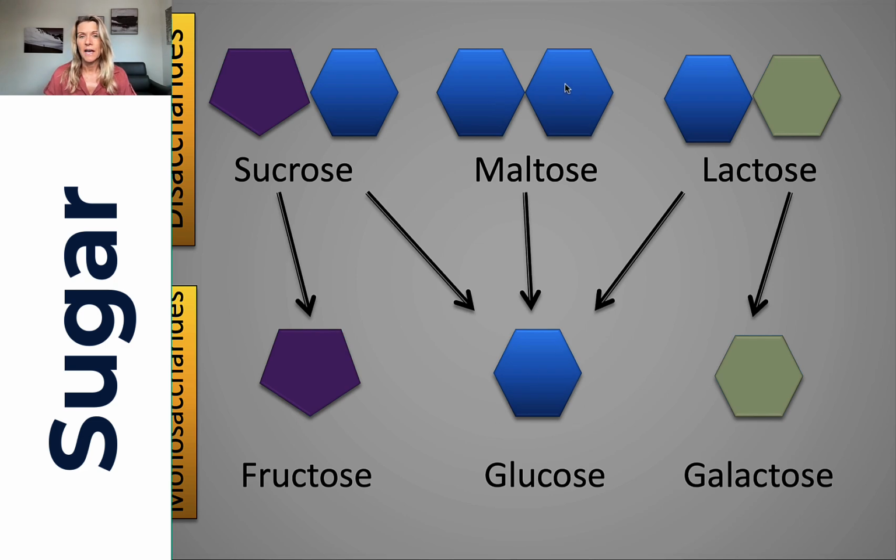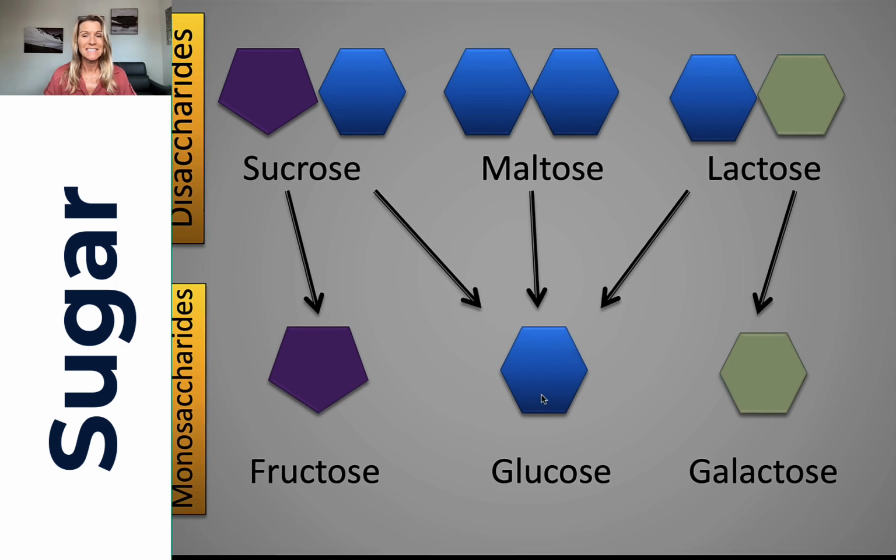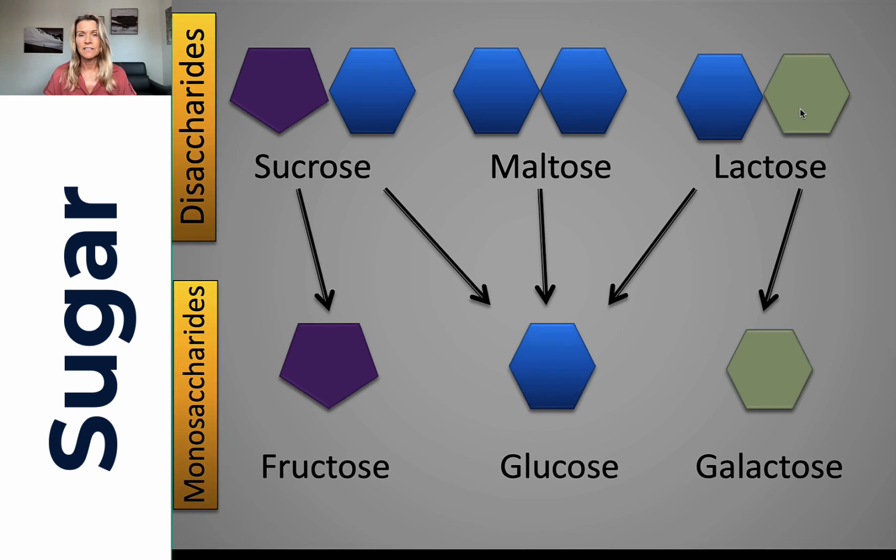Maltose is 2 glucose linked together. It's just going to digest to glucose, which is also a monosaccharide, single sugar. Lactose, this will digest to glucose and galactose. So all of these are the double sugars, and all of these, fructose, glucose, galactose, are the single sugars or monosaccharides.